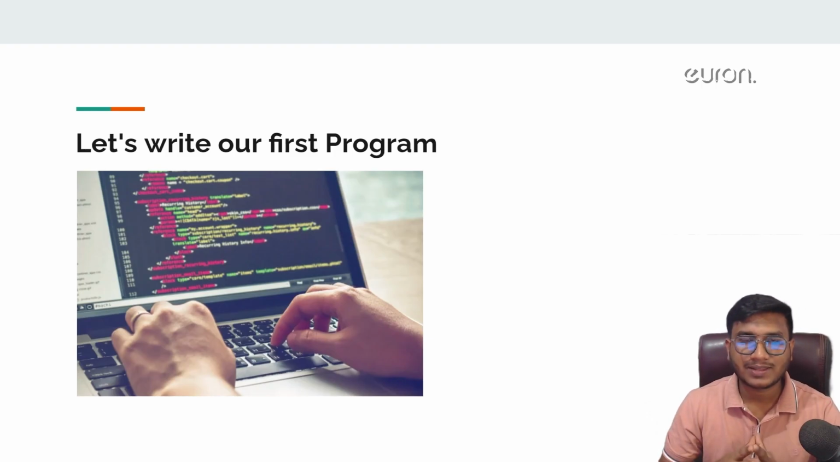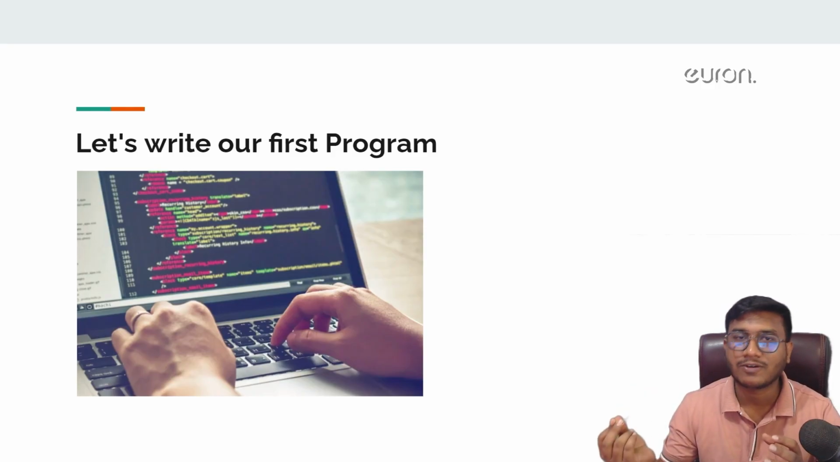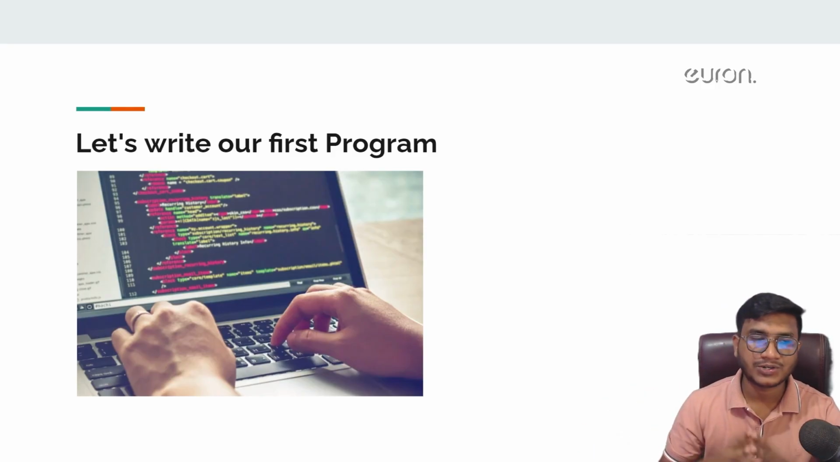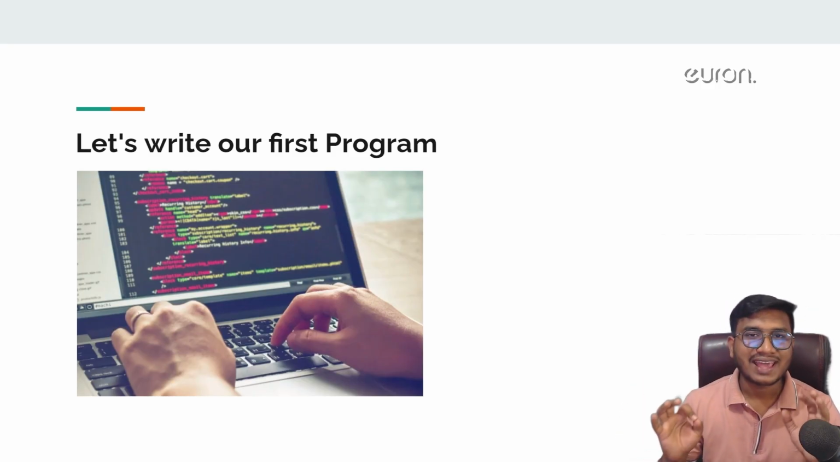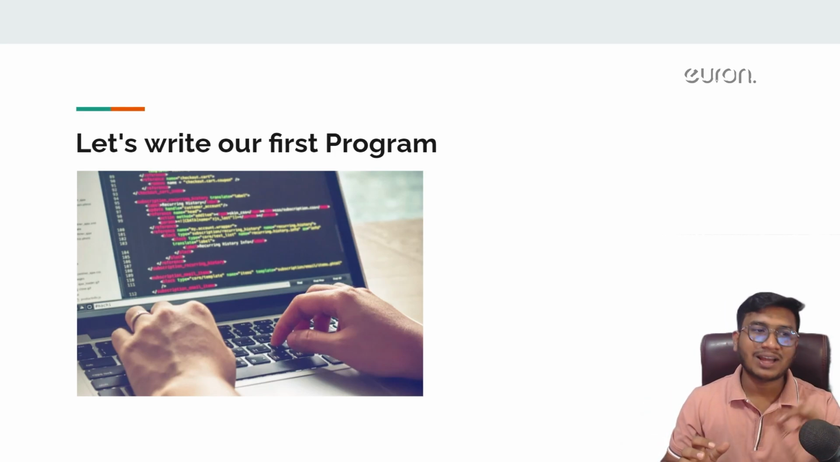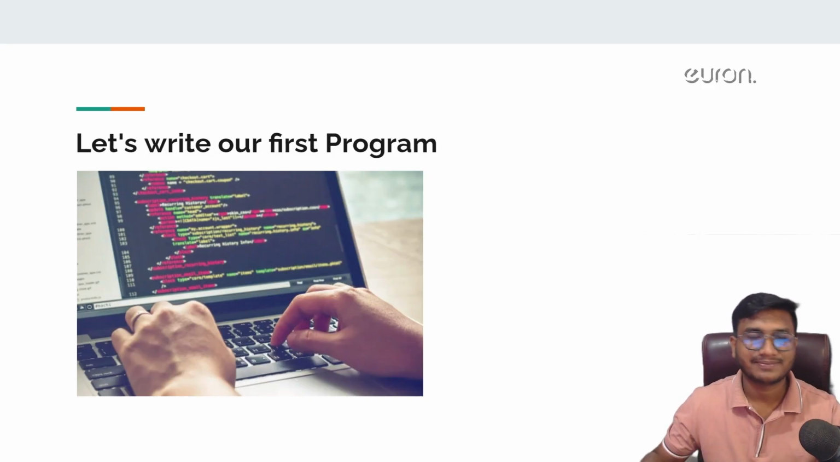I showed you how we can install Python in our system, as well as how we can use it on a cloud platform like Google Colab. Now let's write our first Python program. For this, I'm going to go back to my Google Colab and write my first Python program. I think, guys, you are excited. Now let's fire up our code editor and do our first program inside Python.